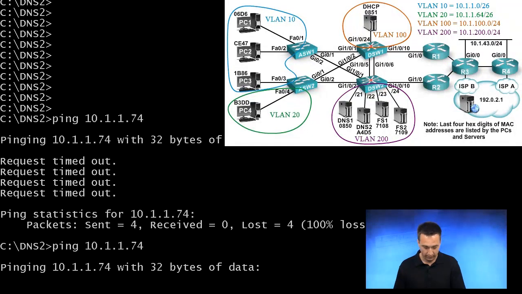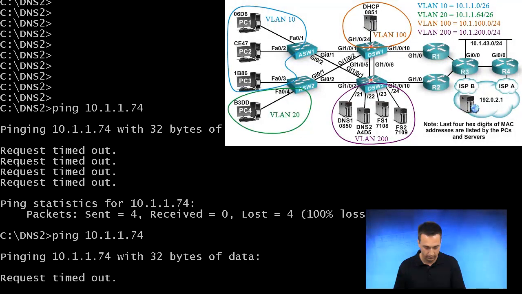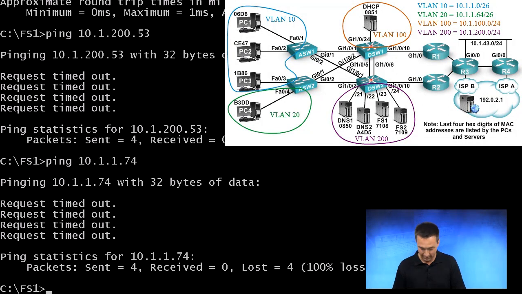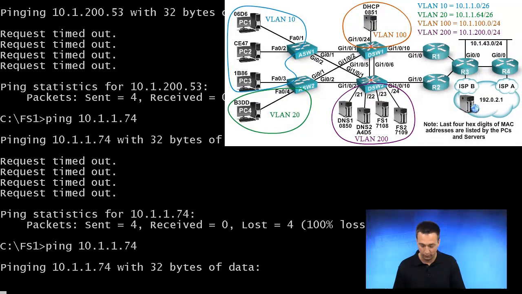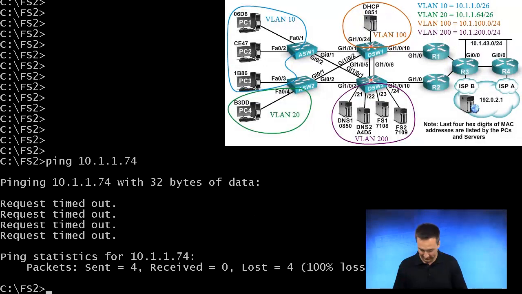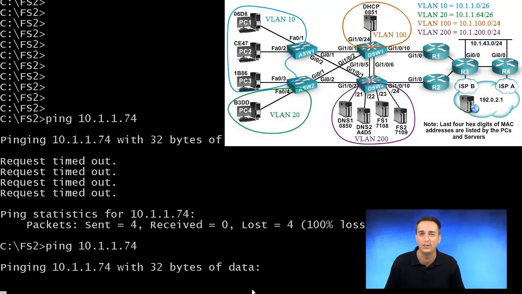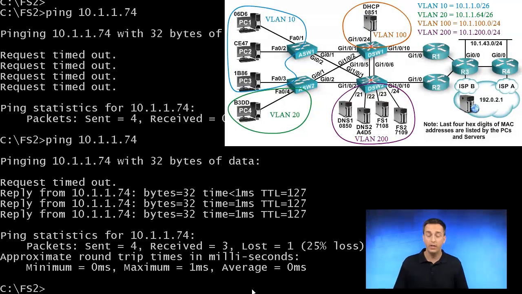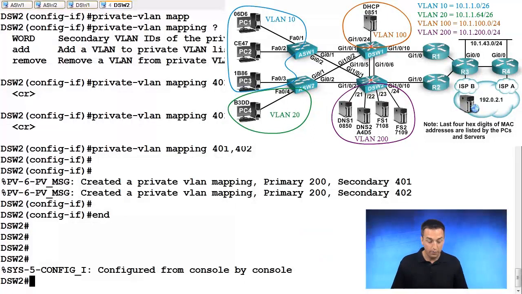Does it work on DNS2? Oh, not working there. There we go. All right. Had me a little worried there. File server 1, connected to an isolated port. Come on, there we go. That one worked as well. And lastly, I'm pretty sure this one's going to work. But just to show you it works, let's watch it. Come on, there we go. So perfect. So that is our private VLAN configuration.